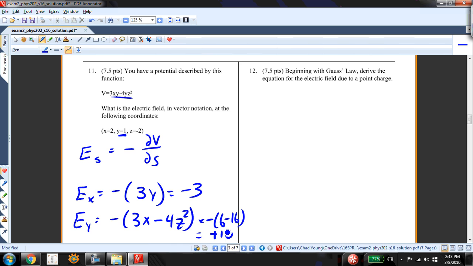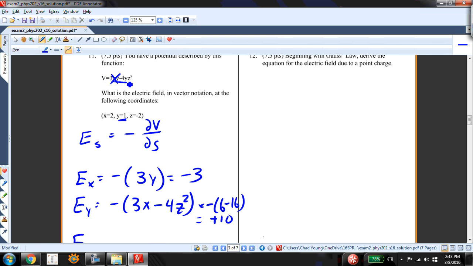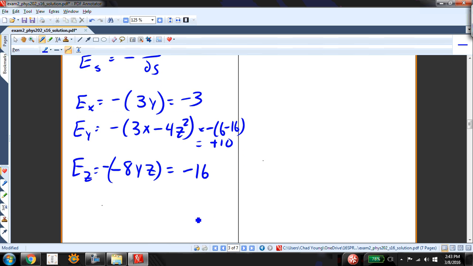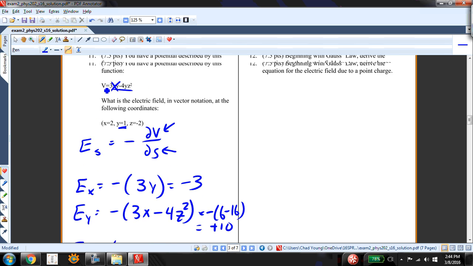equals positive 10. And then Ez, this is 0, so it's going to be minus 8yz. Actually, it's going to be the negative of minus 8yz, which is going to be positive 8yz, which is going to be negative 16. So my answer then, the electric field in vector notation, is going to be negative 3i plus 10j minus 16k. That's in newtons per coulomb, or you could give it in volts per meter, as we see here, volts per meter. That is an appropriate unit for electric field.